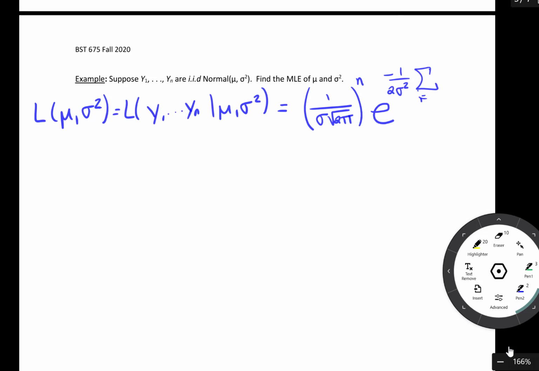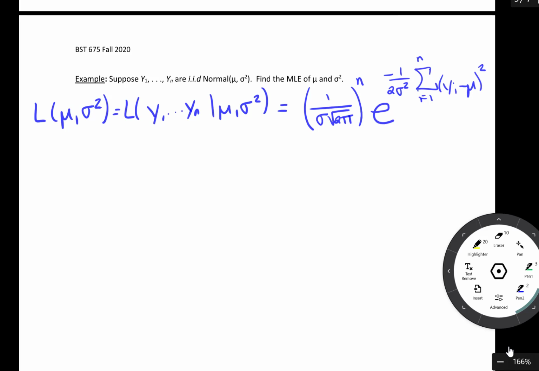And remember, the reason this doesn't look like the PDFs that we've seen before for the normal is because remember that we have a sample from y equals 1 to n, so you're really multiplying that PDF n times for each of them since we do have that independence.